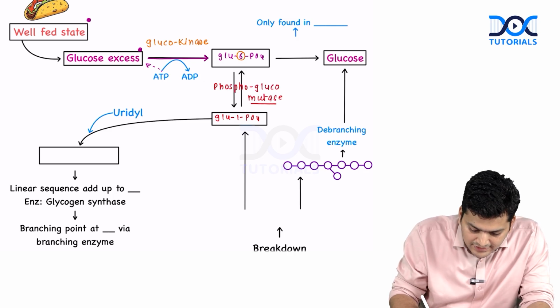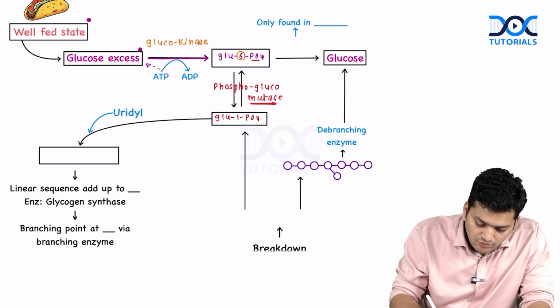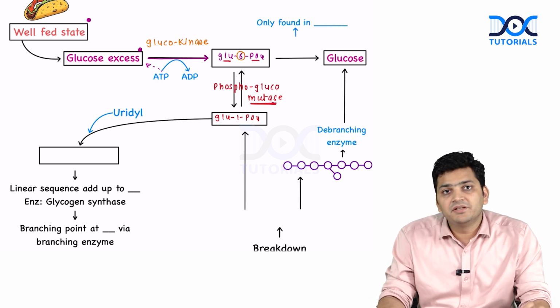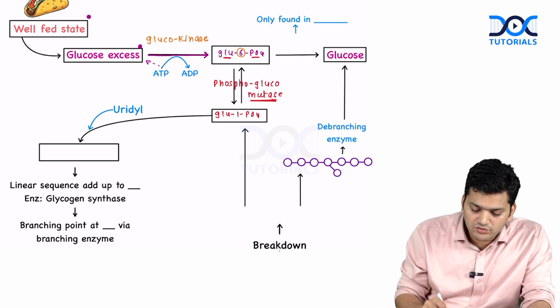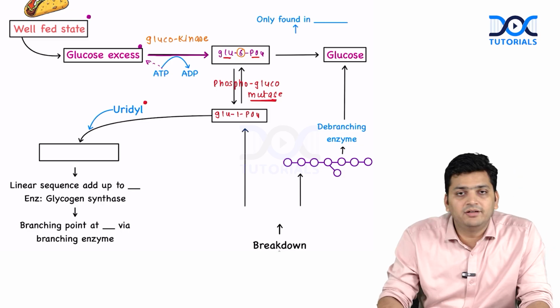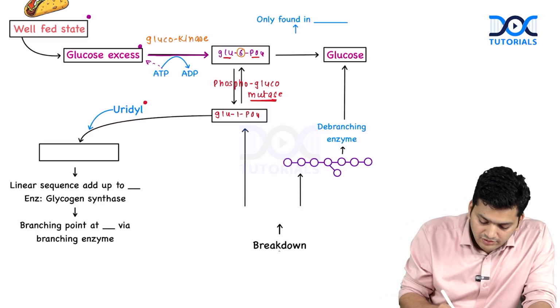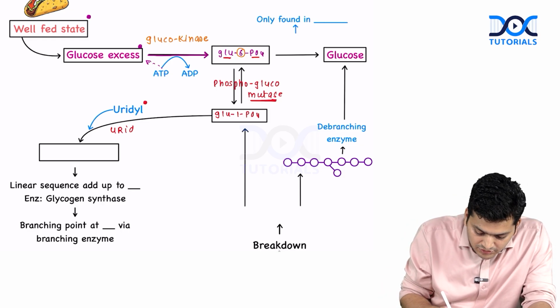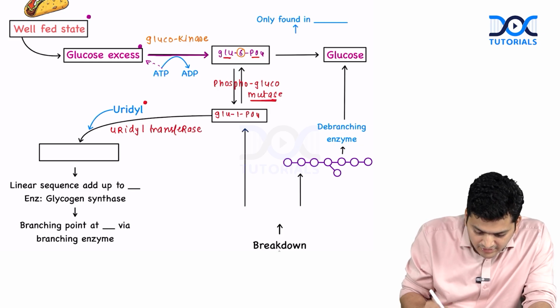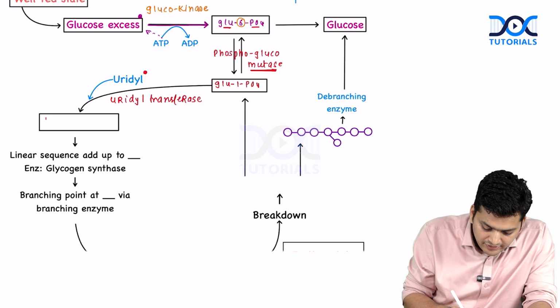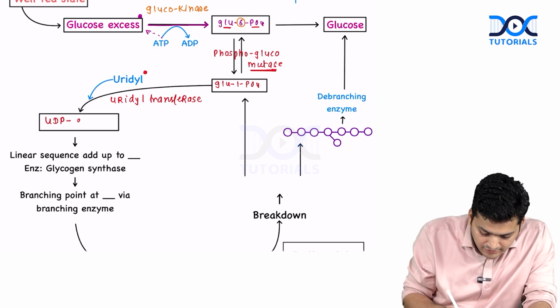Because we are mutating the site, so phosphoglucomutase. On the glucose 1-phosphate, we are going to transfer a uridyl group. When we transfer a uridyl group, the name of the enzyme is uridyl transferase. And now the product that we are going to get is called the UDP glucose.